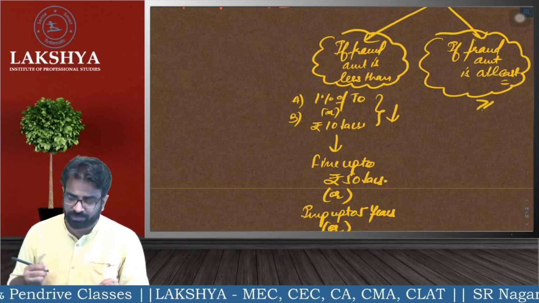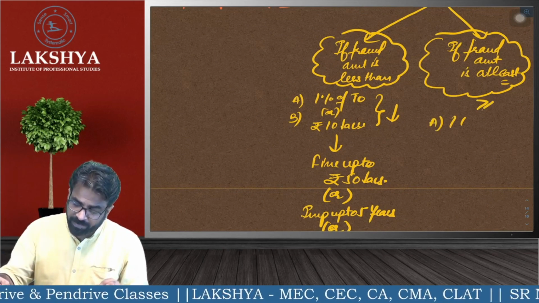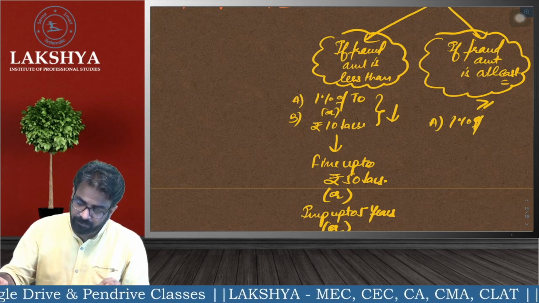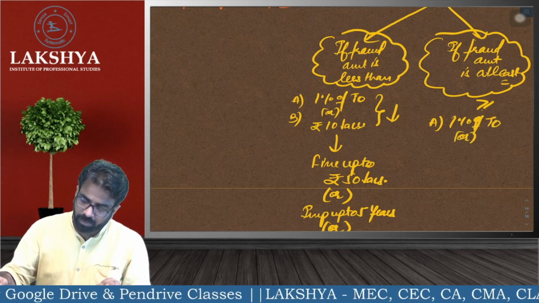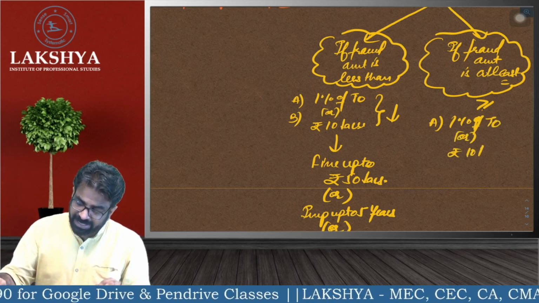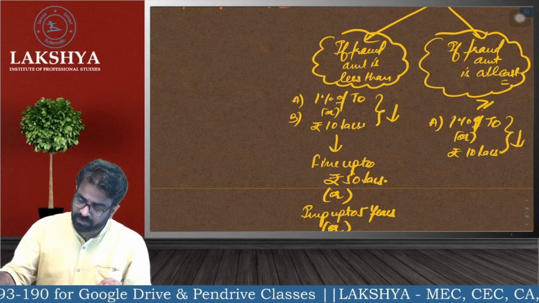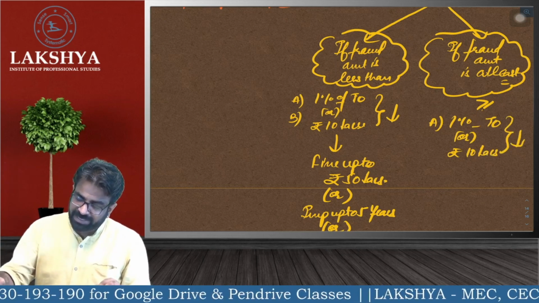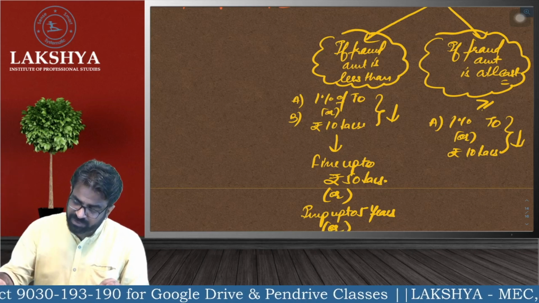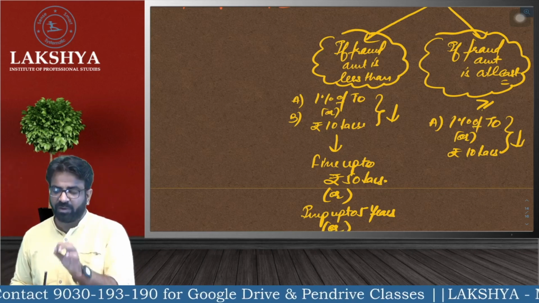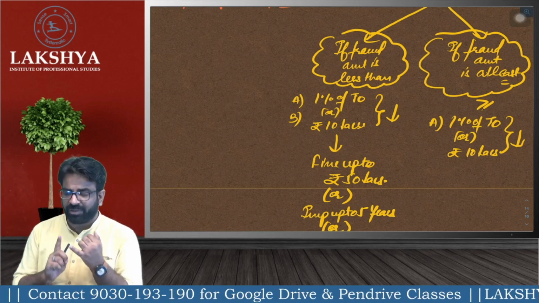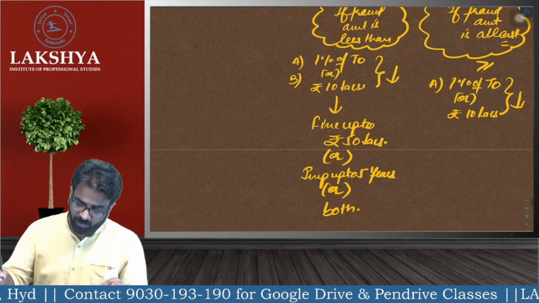Greater than or equal to what? 1% of turnover or rupees 10 lakhs, whichever is lower. If the fraud amount is greater than or equal to 1% of the turnover or 10 lakhs, whichever is lower, then what will happen?